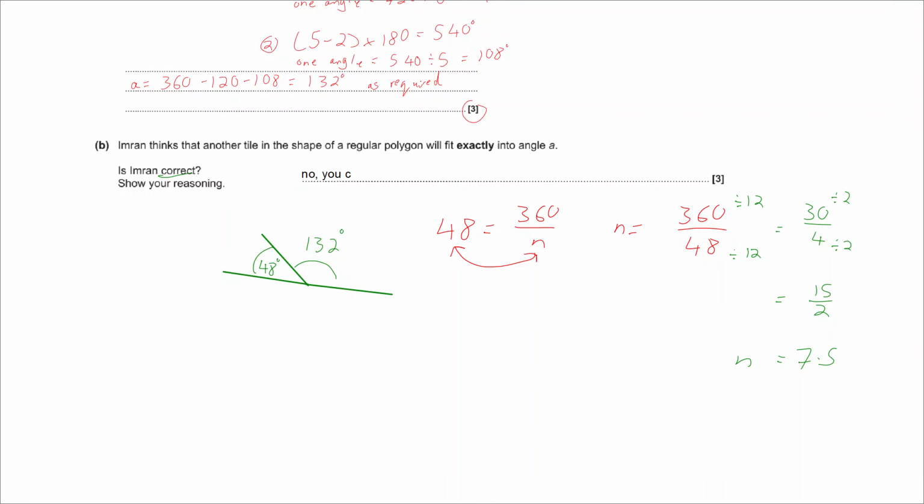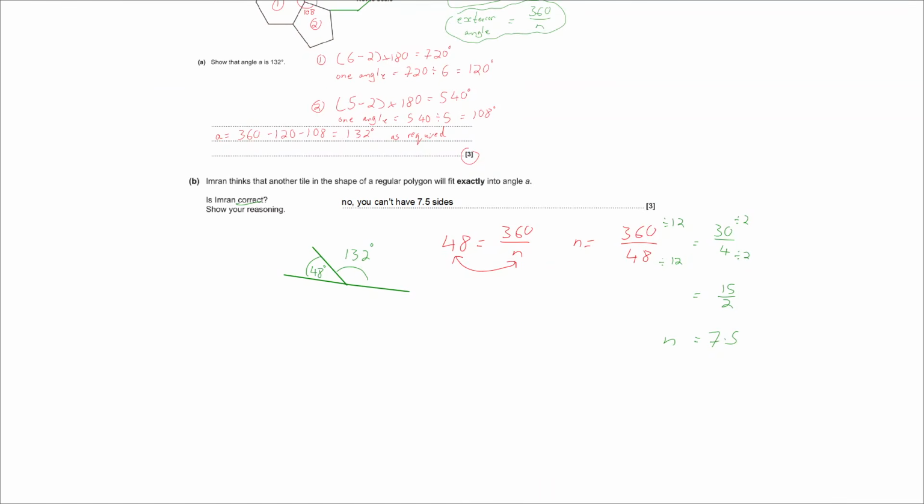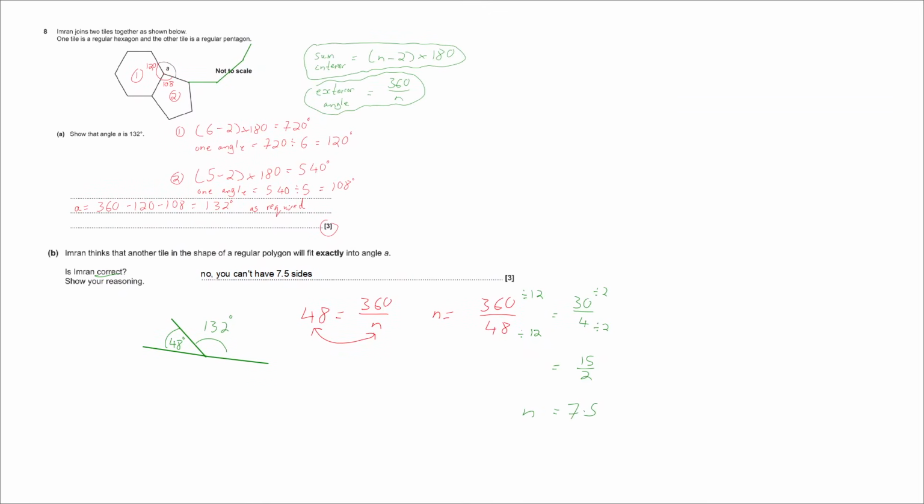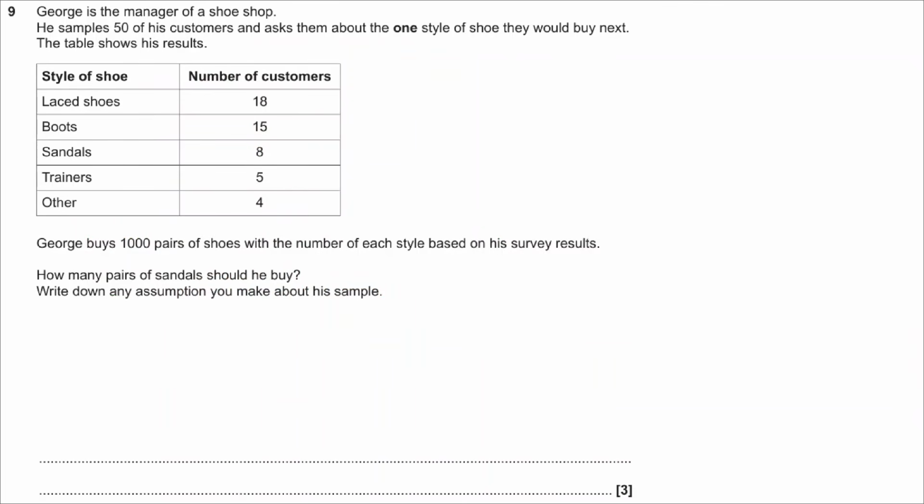You can't have 7.5 sides. And there we go. That's all your working for this question up here, number 8. There we go. On to question number 9.